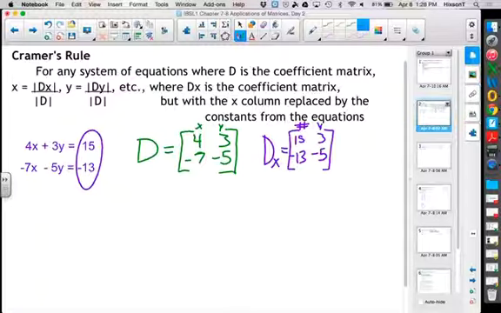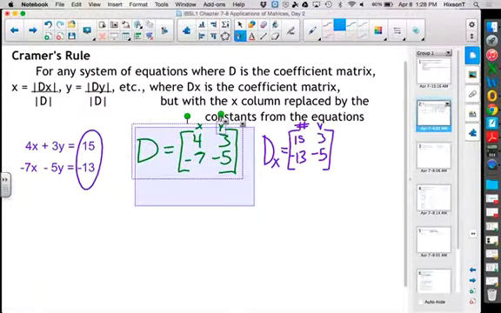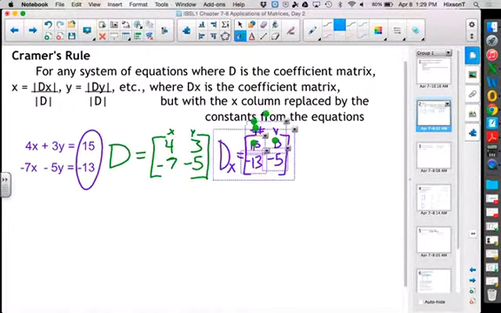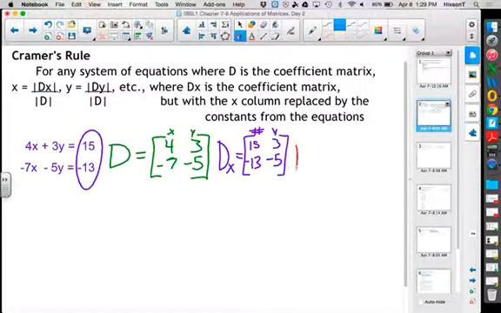Mr. Houston? Yes. If it said D sub y, we should change with y, right? Yes. In fact, let's do that here. If we're doing D sub y, the x column is going to be back, so we have the 4 and negative 7 back. But now we're replacing the y column, like you said, with those constants. So here we have the 15 and the negative 13. Okay?